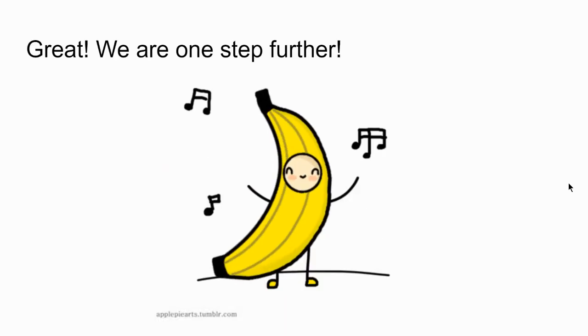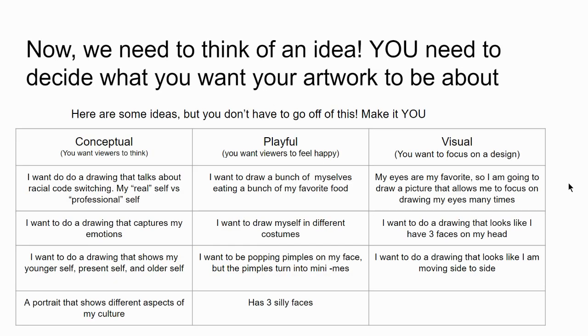Great. Now we're one step further. What we need to do now is we need to think of an idea. You need to decide what you want your artwork to be about. So I have some ideas here, but really it's just up to you to figure out how to make it your own. You could be a conceptual thinker. You could just be playful and silly. Or you can just keep it visual.